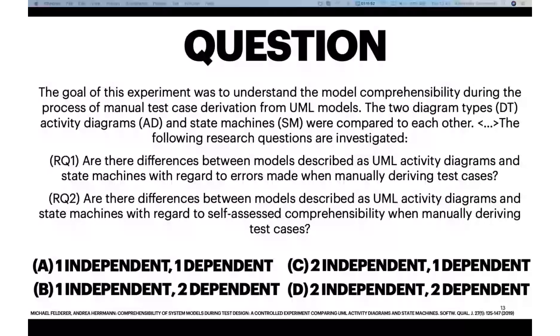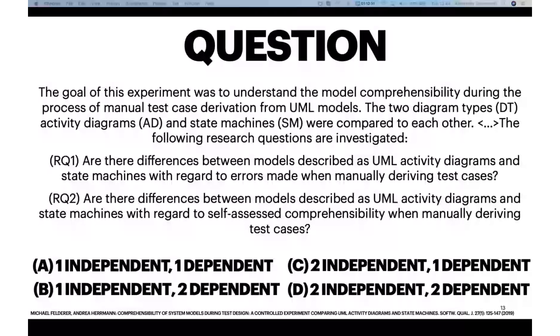So let us take a look at this story again. In this experiment, the authors compare 2 diagram types, activity diagrams and state machines, to each other. This means that in fact we have 2 levels of 1 variable. So there is 1 independent variable, which is a diagram type. It has 2 levels, activity diagrams and state machines, and this is essentially a choice between the 2, which the authors or the experimenters can manipulate. So we have 1 independent variable.